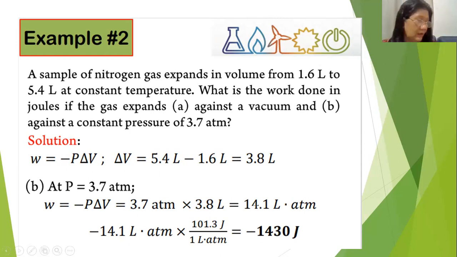So here it is. Our work will be equal to negative pressure multiplied by change in volume. The final volume here is 5.4, minus the initial volume, which is 1.6. Therefore, that is equal to 3.8.